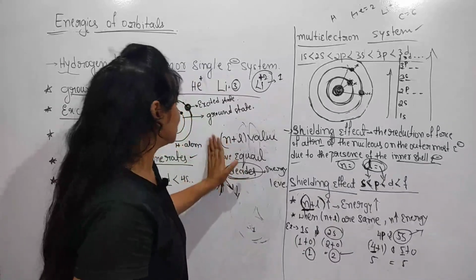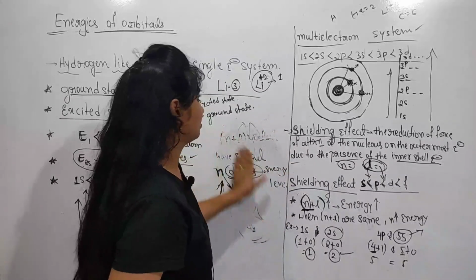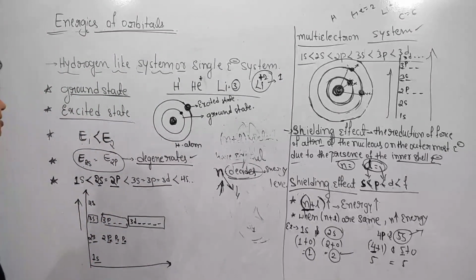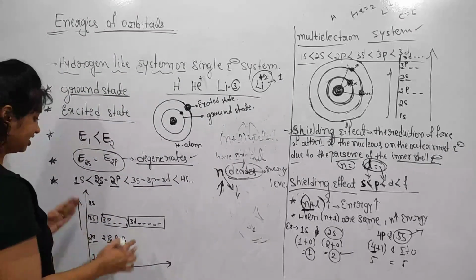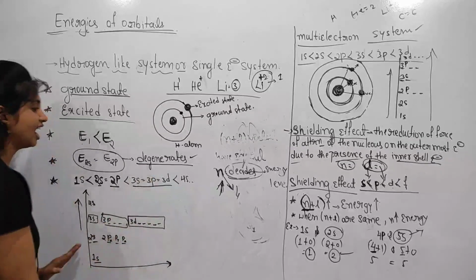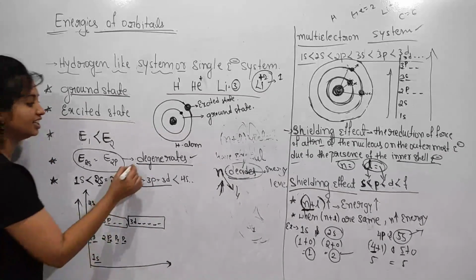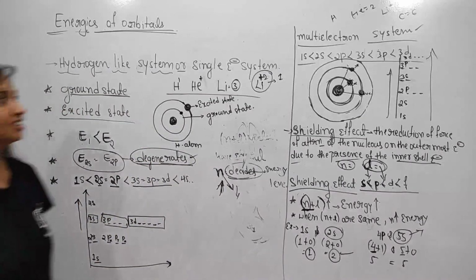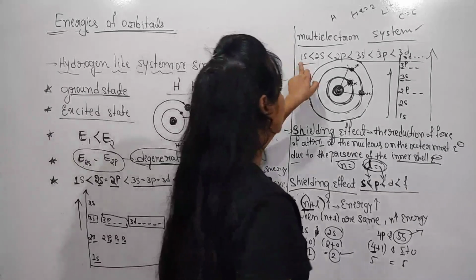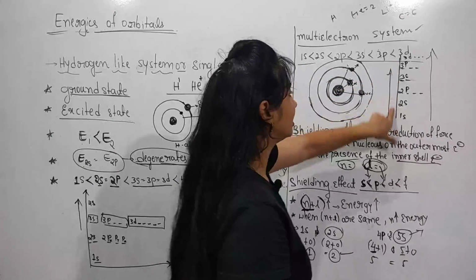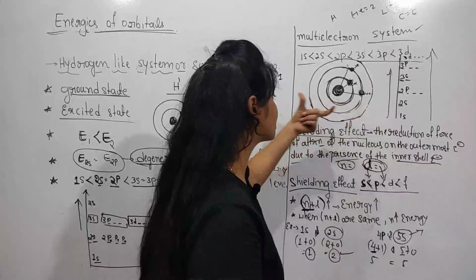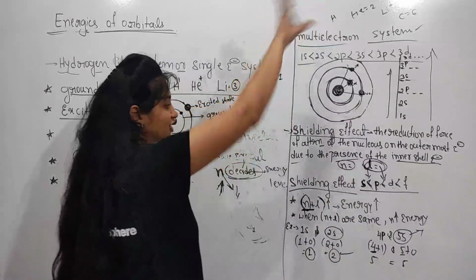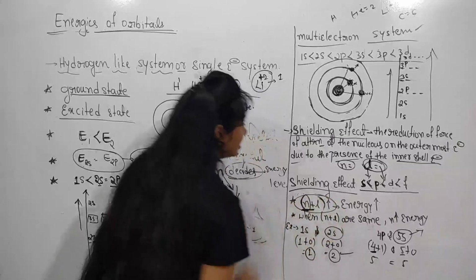I hope you got clear about this topic. For the energies of orbitals in a single electron system, we have this type of energy levels, and here we observe the degenerate states of these energy levels. In the multi-electron system, we have this type of energy levels because of the shielding effect, and we decide the energy levels of the multi-electron system by this n plus l rule.